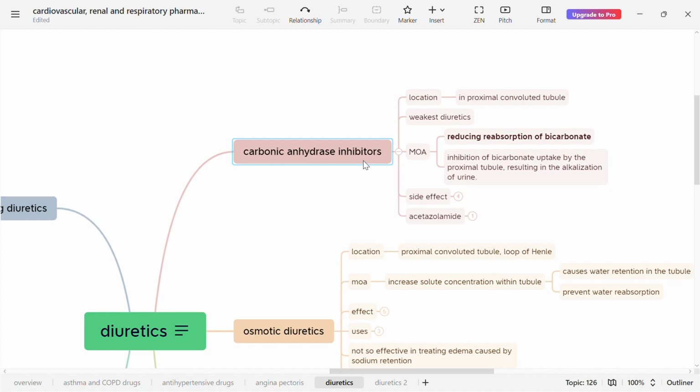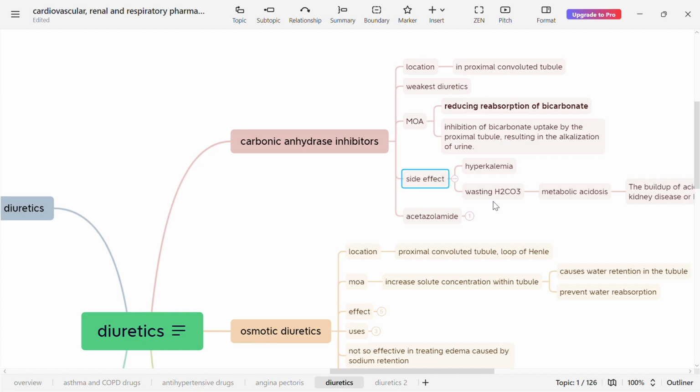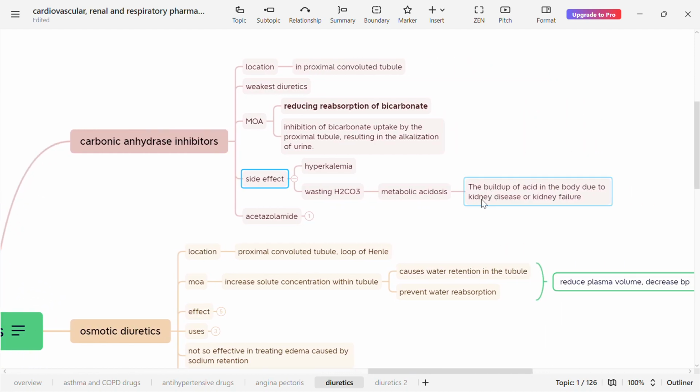So this type of diuretic is the weakest diuretic. The side effects include hyperkalemia and the wasting of HCO3, which is bicarbonate, causing metabolic acidosis, the build-up of acid in the body due to kidney disease or kidney failure. An example is acetazolamide, which has a weak diuretic effect.